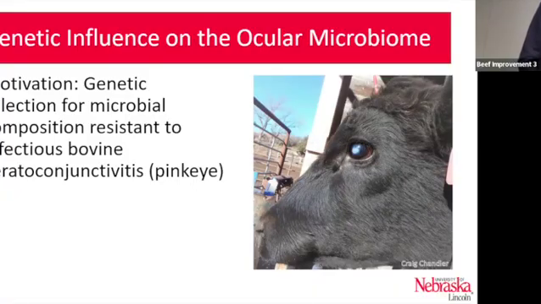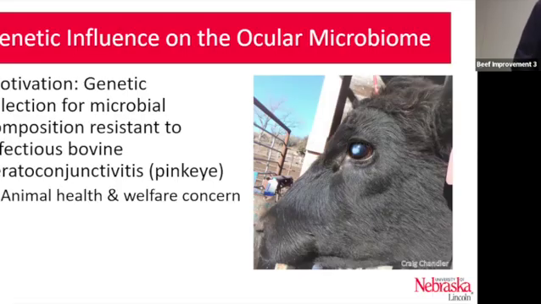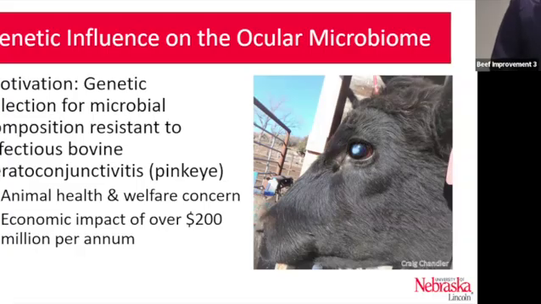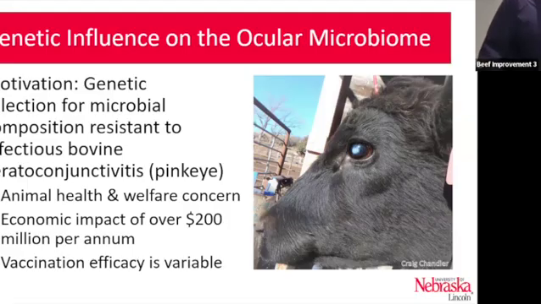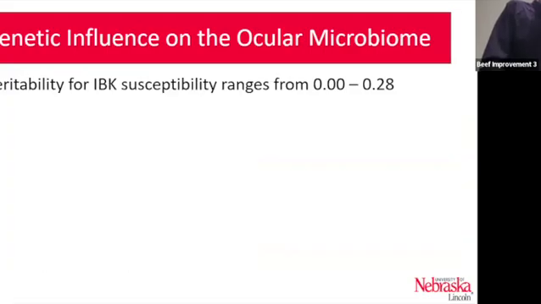Well, the genetic selection for microbial composition that's resistant to infectious bovine keratoconjunctivitis. I'm going to call it IBK. Everybody can feel free to call it Pinkeye. It's an animal health and welfare concern. Obviously, this guy's got an ulcer. This guy might be going blind. It has an economic impact of over $200 million a year between treatment and loss of production. And vaccinations, which are available, their efficacy is variable. So we look for a genetic solution.